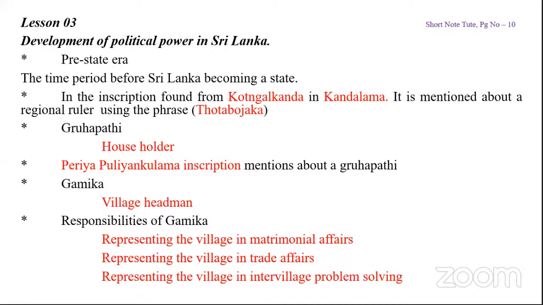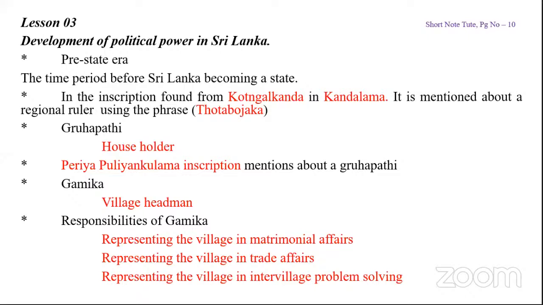Now, what were the responsibilities of these gamikas? He was the person who represented the village in matrimonial affairs. Normally, marriages were not done inside the village. All the people in the village were relatives, and it's not good to marry each other. So they made matrimonial relations with another village.